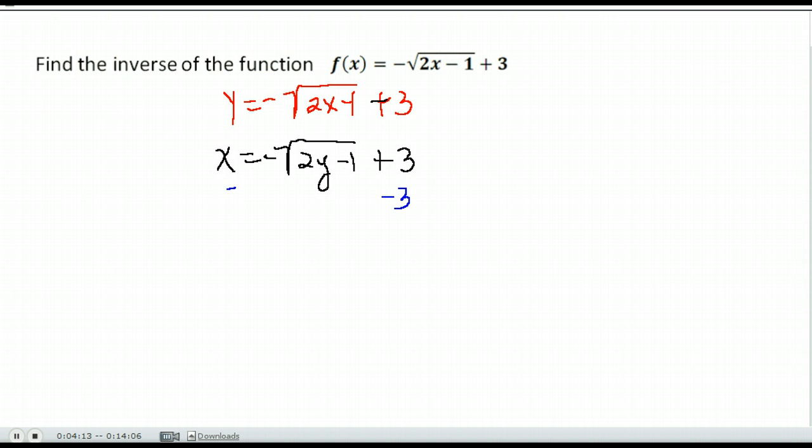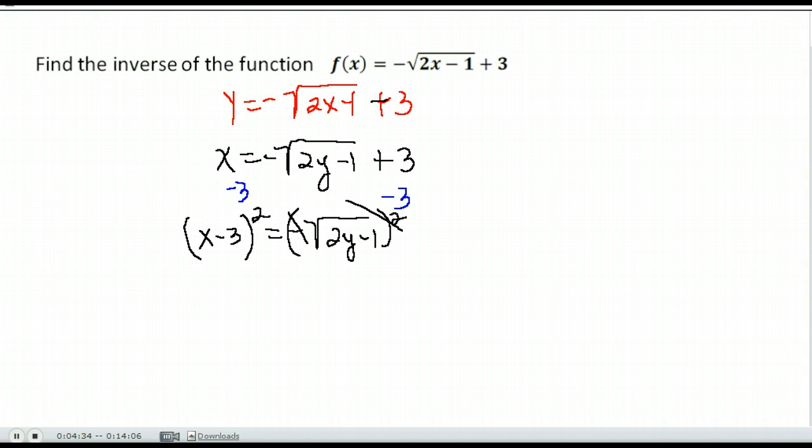My first step would be to subtract 3 from both sides, which gives me x minus 3 equals negative square root of 2y minus 1. I could divide by a negative if I want to, or I can just go ahead and square both sides. The reason I'm squaring it is to remove that radical. And I'll have 2y minus 1 equals x minus 3 squared.